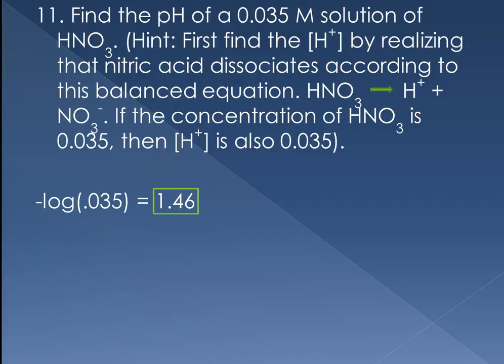This next question asks to find the pH of a 0.035 molarity solution of HNO3, or nitric acid. The hint tells us that nitric acid completely dissociates into H plus and NO3 minus ions. Therefore, we know that the concentration of that H plus will also be 0.035 molarity. So then just do the negative log of 0.035 and you get a pH of 1.46.